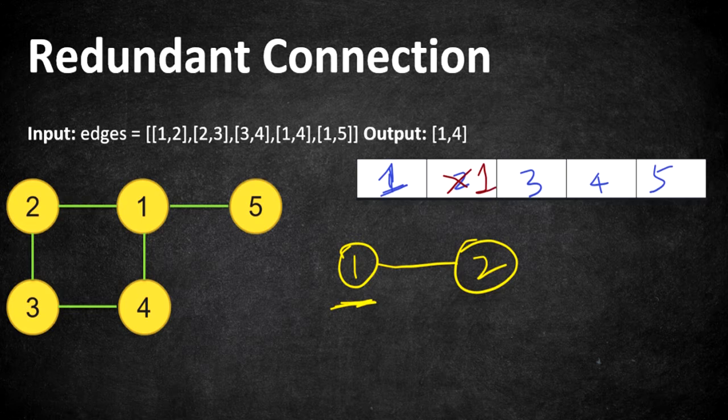So we are going to check that using the parent. First edge has been added. Now comes the second edge, 2 comma 3. So 2 is already there. We are going to add 3 and we are going to add it under any group.